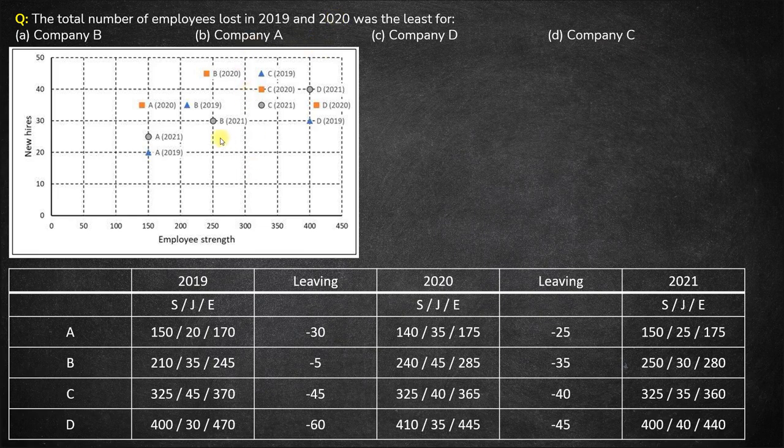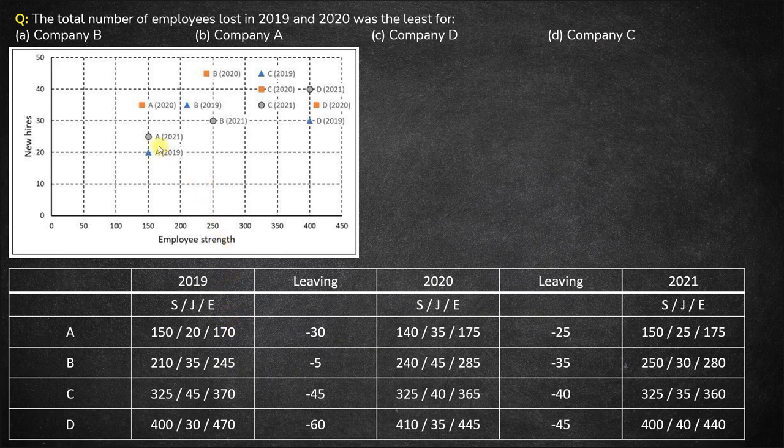So let's start with 2019. In 2019, company A had 150 employees and 20 new hires joined. So 150 were there initially and 20 hired. So there should have been 170 employees at the end of the year 2019. But obviously some of them must have left, right?